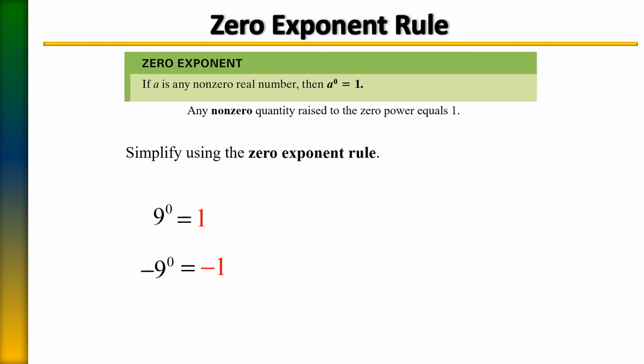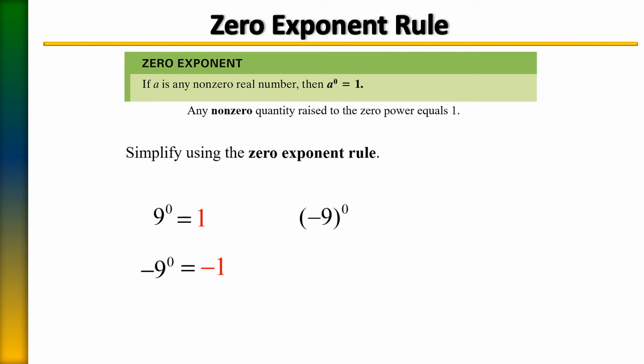Let's look at another scenario. What if you have it in parentheses? So here we have -9 in parentheses raised to a zero power. Well, you're going to have to remember that rule we spoke about where any negative raised to an even power is going to equal a positive, and any negative raised to an odd power will equal a negative.